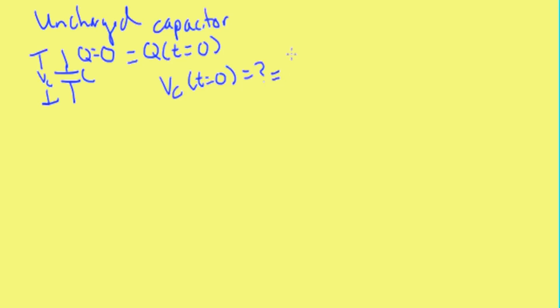So the voltage across the capacitor is the charge on it, Q, over C, and this is going to be at t equal to 0. So now, this, as we said, was 0 over C, so 0. So the voltage across a capacitor when it's uncharged is 0.